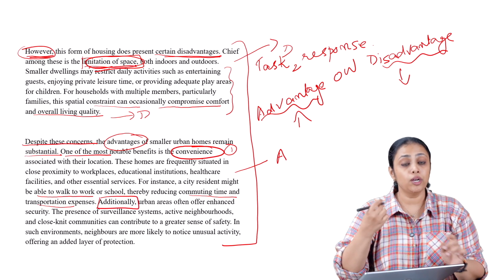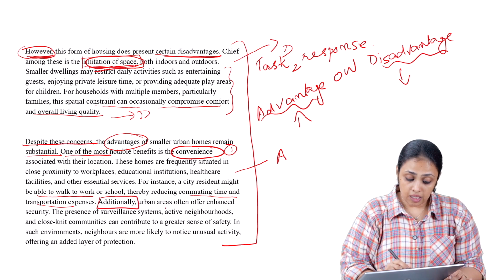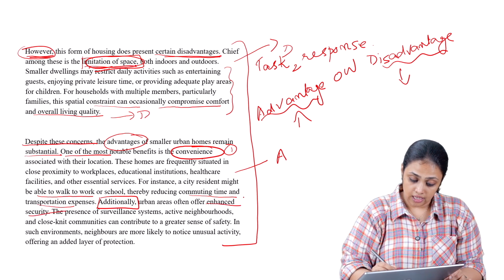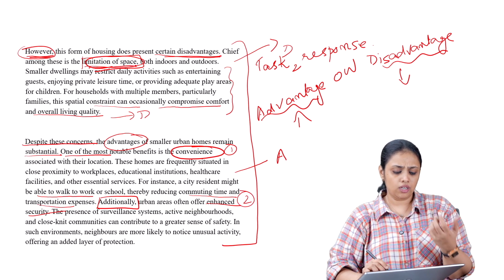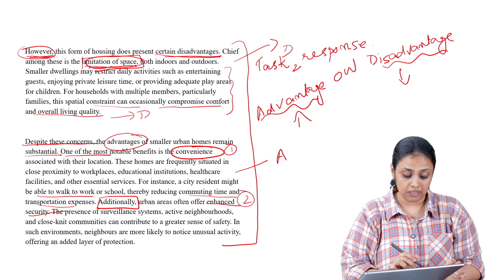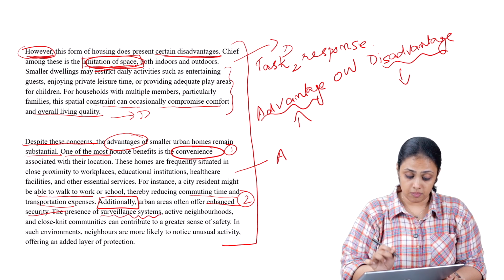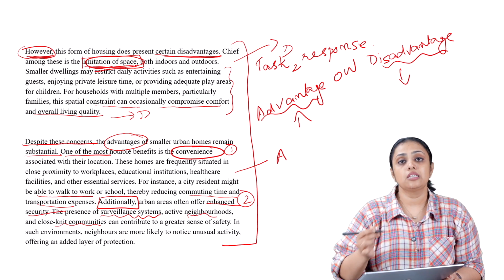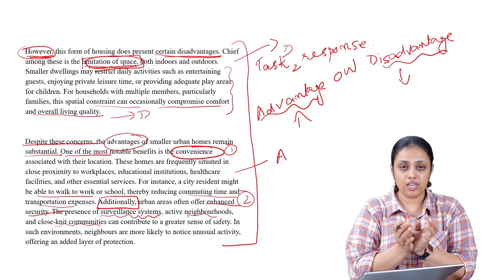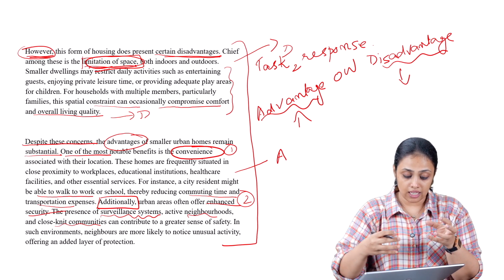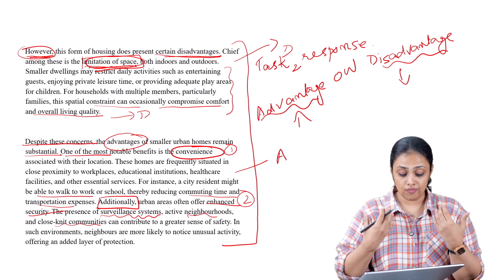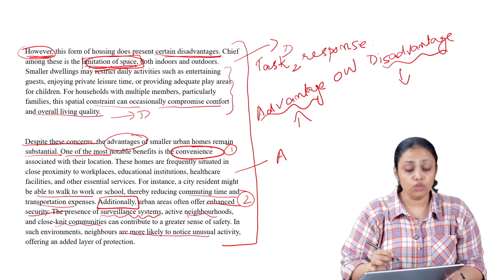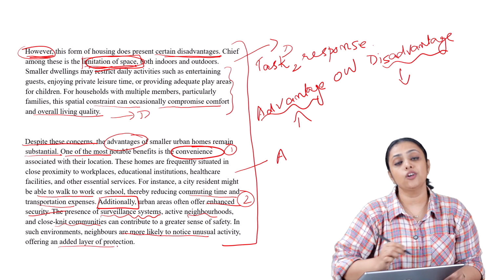"Additionally," which means that one more advantage I have brought in, "urban areas often offer enhanced security." Now this is the second advantage. Now what do you mean by this enhanced security? Let's look at the explanation. "The presence of surveillance systems, active neighborhoods, and close-knit communities can contribute to a greater sense of safety." So since the spaces are very small, people are living in a close-knit community, and will feel a greater sense of safety. "In such environments, neighbors are more likely to notice unusual activity, offering an added layer of protection."